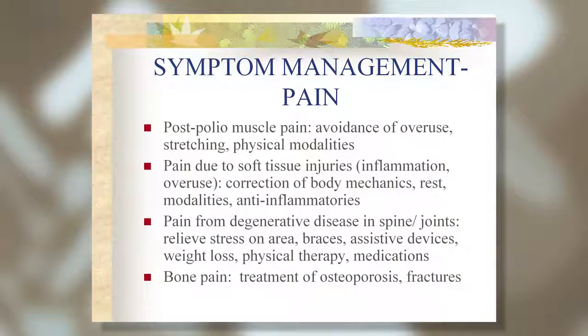Pain from degenerative disease is also common. This can occur in the spine, in joints, where there is osteoarthritis or degeneration in the spine that may cause pinched nerves. Again, we're looking at body mechanics, looking at why those areas are being stressed. Is it something we can change with use of exercise, stretching, bracing, use of assistive devices?